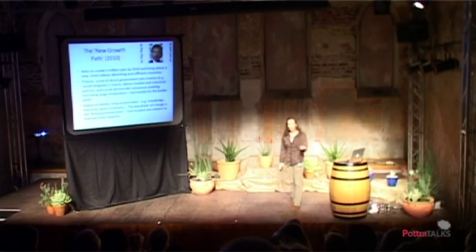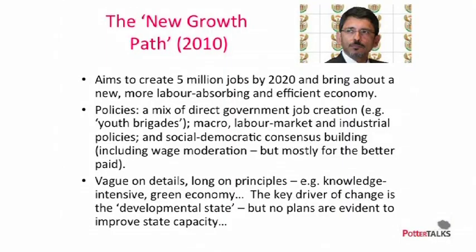So let's have a look at the two good policy documents that have come out recently. So we had the New Growth Path, Patel 2010. They were aiming to create 5 million jobs by 2020. It's kind of a mix here of direct government job creation, these are all good things, you know, the public works programs, they spin the idea of a youth brigade as well. A whole lot more support for labor market policies, that's much more around training, all good things. Industrial policies, that's trying to pick winning sectors and target them.